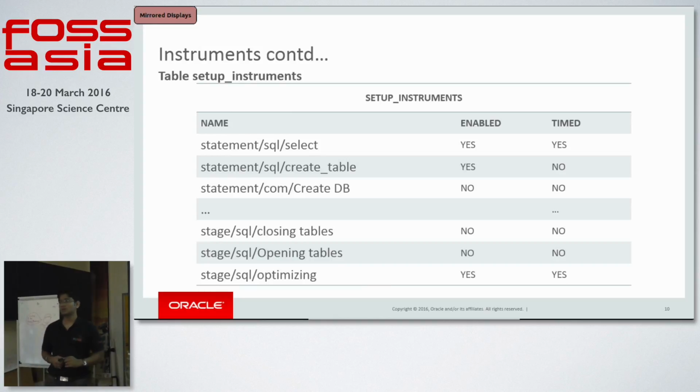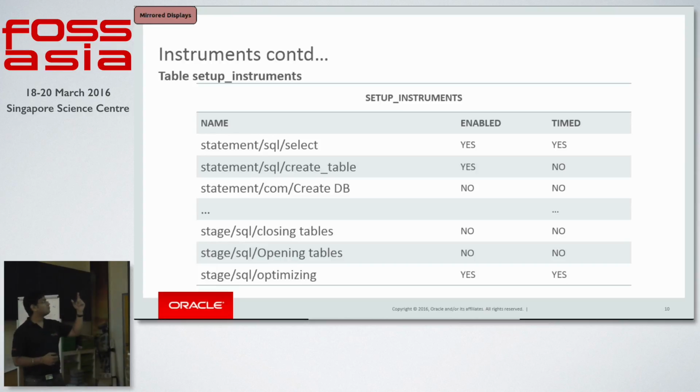It has 3 columns. On the left hand side is the name column, that is the name of the monitored activity. The second column is enabled, which says whether this activity is enabled, that is, whether performance schema is collecting stats for this activity or not. The third column is timed. That is, if we want to get timing information of any of these activities, we can turn it on, or otherwise turn it off. The very first is statement/SQL/select. It's enabled and it's timed. That is, I want the statistics of this activity to be collected by performance schema, and I am interested in timing information as well.